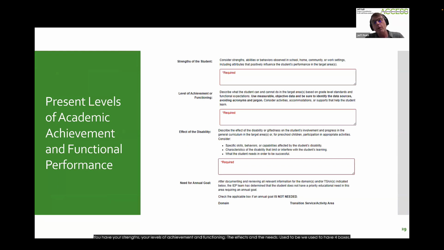We used to have 4 boxes. There was a priority educational need, which was the 4th box in this field. So the way I teach it is I divide the effects of the disability into 2 sections. One is the effects statement and the other one is the priority educational need. I'll show you how that works.